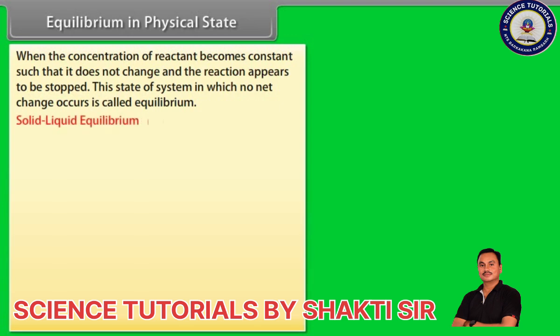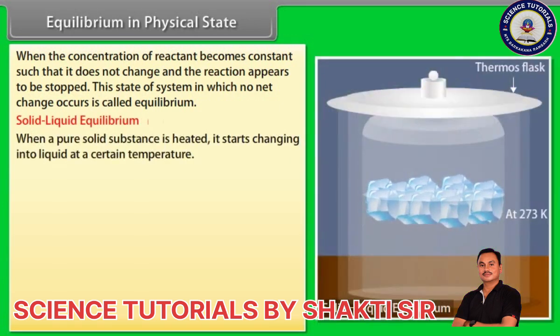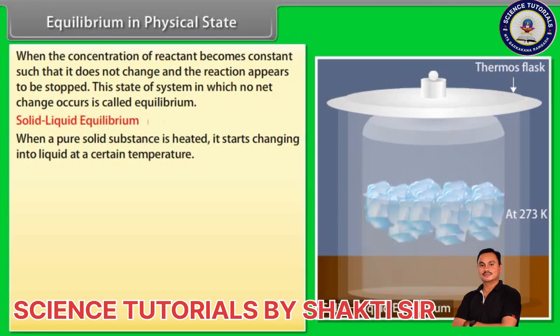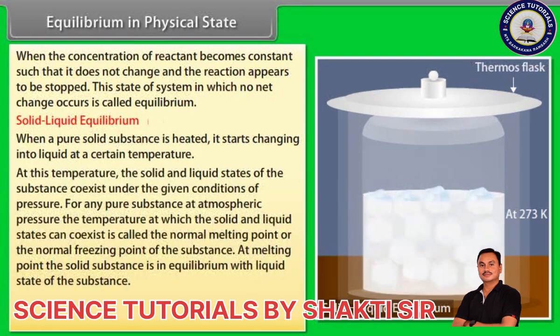Solid-liquid equilibrium. When a pure solid substance is heated, it starts changing into liquid at a certain temperature. At this temperature, the solid and liquid states of the substance coexist under the given conditions of pressure. For any pure substance, at atmospheric pressure, the temperature at which the solid and liquid states can coexist is called the normal melting point or the normal freezing point of the substance. At melting point, the solid substance is in equilibrium with liquid state of the substance.